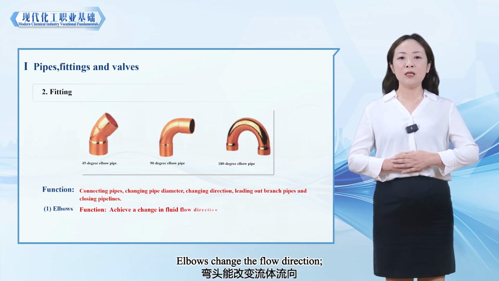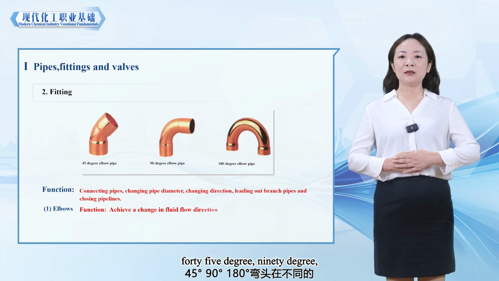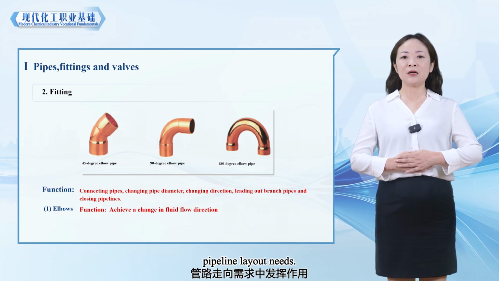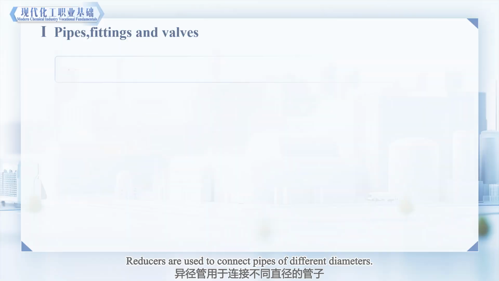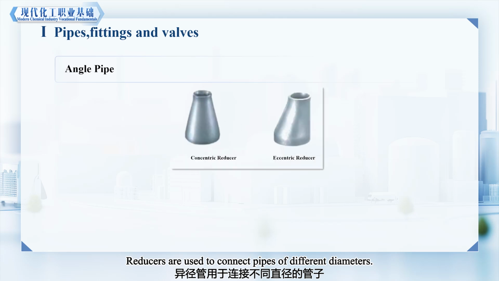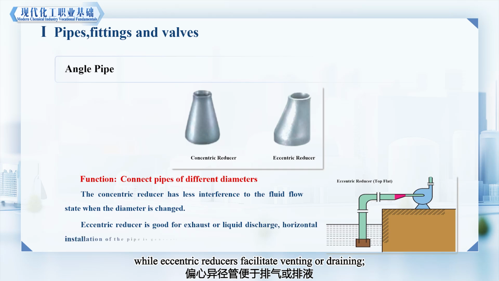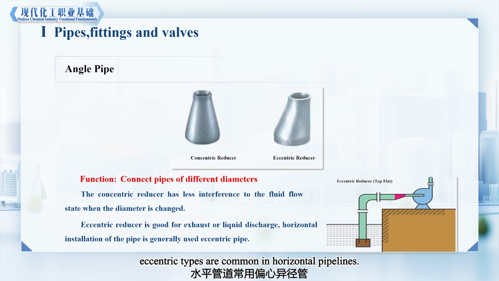Elbows change the flow direction, 45 degree, 90 degree, and 180 degree. Elbows perform according to various pipeline layout needs. Reducers are used to connect pipes of different diameters. Concentric reducers cause minimal flow disturbance, while eccentric reducers facilitate venting or draining. Eccentric types are common in horizontal pipelines.